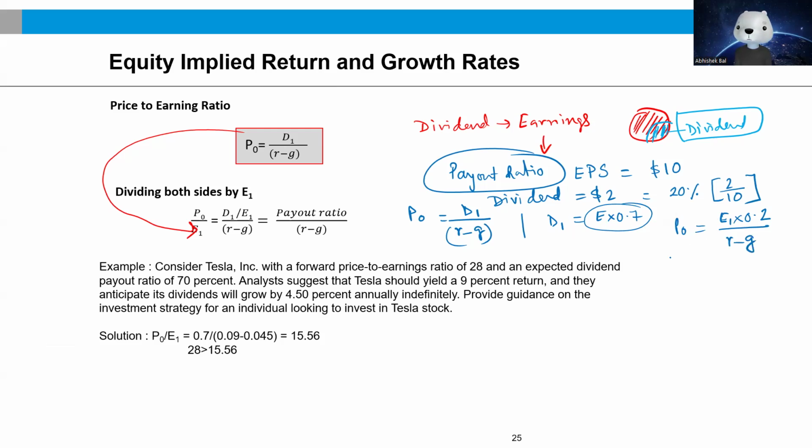So from here, we can glean out P0 by E1, which is also known as a forward PE, as equal to 0.2 divided by R minus G. Now, this is one of the most powerful and most heavily used expressions, especially if you are an equity research analyst. So P by E is known as the forward PE. Of course, you would also learn something called the justified PE. You would also learn something called the trailing PE, but I'm not going into those differentiations because, again, this is learning related to quant and not in particular about equity.